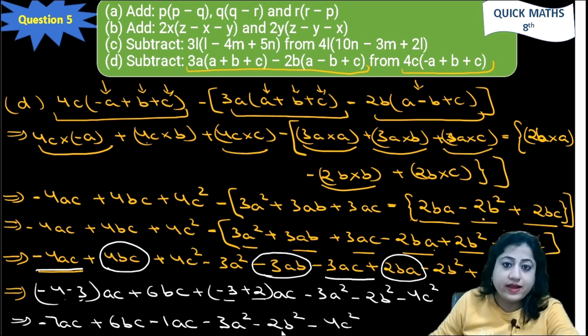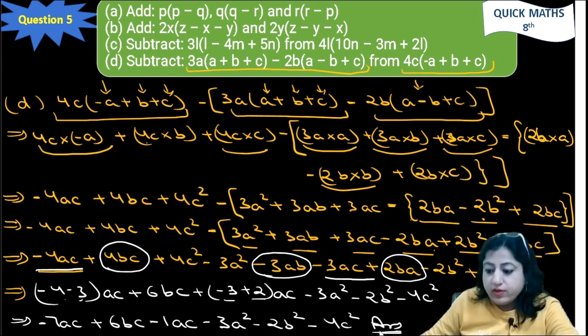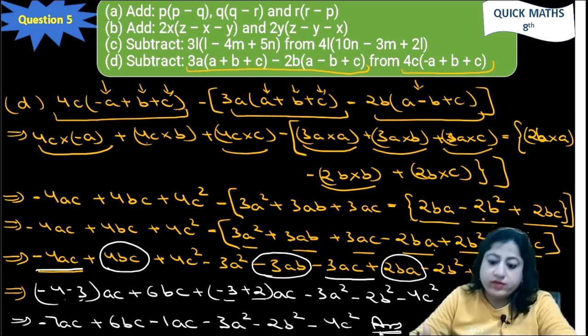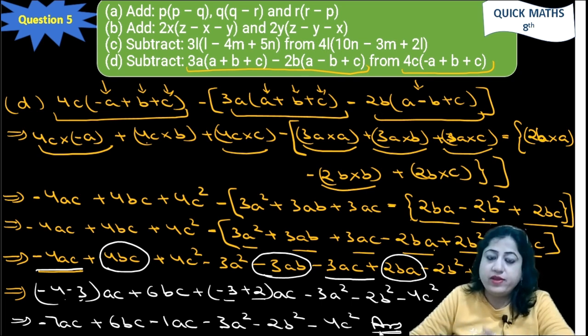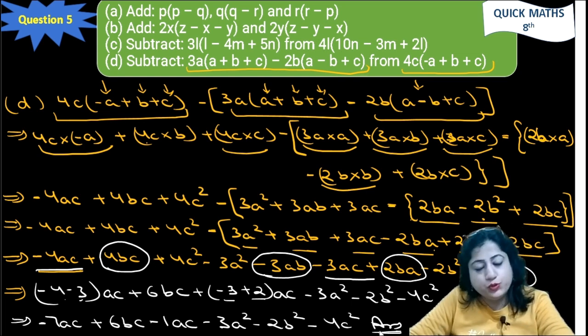Now all are unlike terms, so it is the required expression. We don't need to go further and solve it because all are unlike terms now. So therefore we have reached the final algebraic expression after subtracting this. So this is about the D part solution and we have completed all the questions of exercise 9.3.